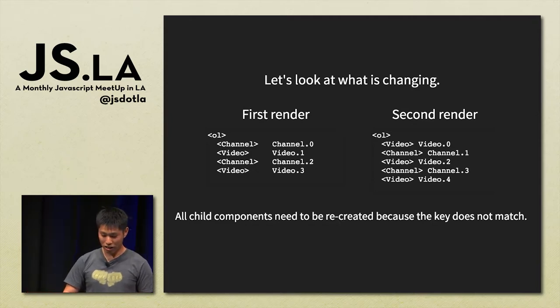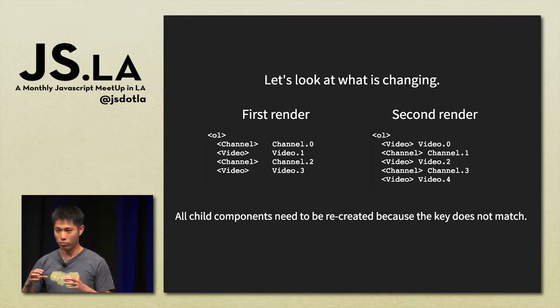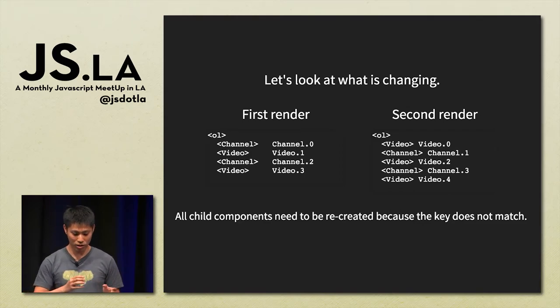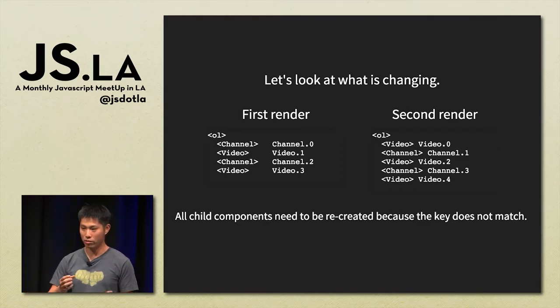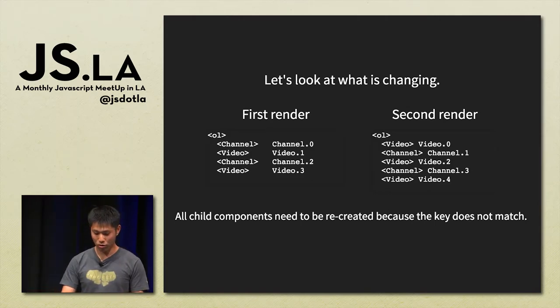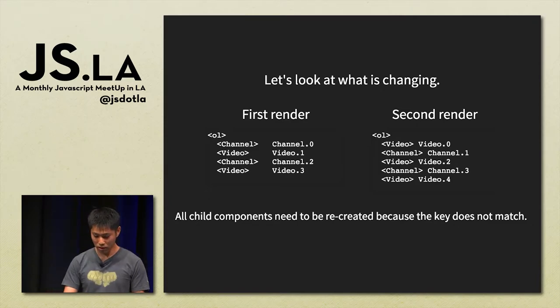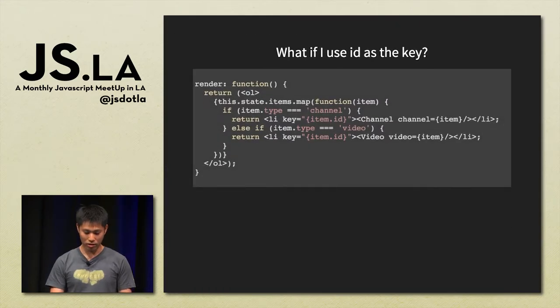So it's trying to create a component using the zero key, but it's a video component. But in the previous render, the zero key is being taken by a channel. It's not compatible. So what it has to do is destroy them, unmount them, create and mount again. So it seems the item ID may be better here.